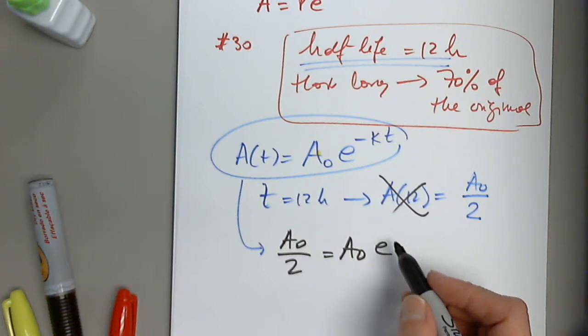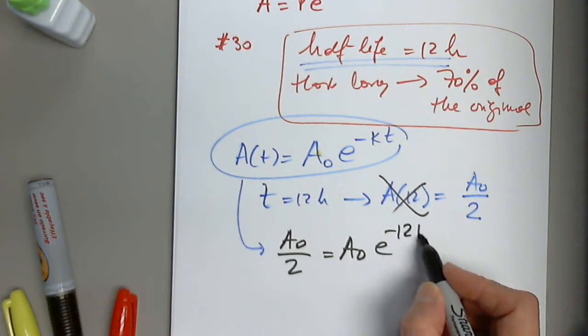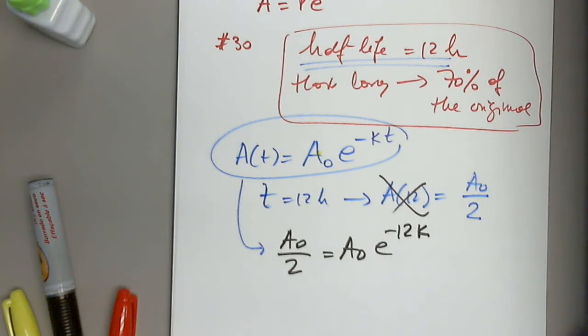How much is T? 12. Yes, so that's the trick. Remember when we say A of 12, we say when T is 12, A is A0 over 2. That's the point (12, A0 over 2). So when the Y value is A0 over 2, the X value is 12. This will help us determine what?